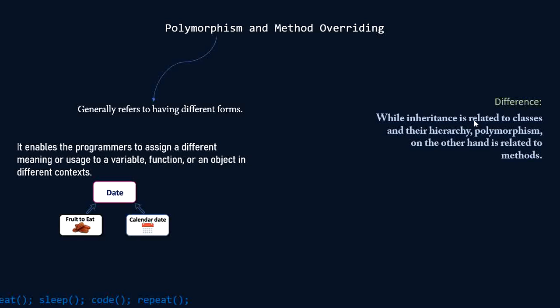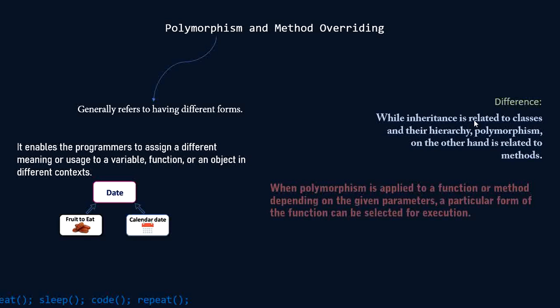Hierarchy is nothing but the division we are doing, right? We have a person class, then we have a student class and a teacher class. So this is hierarchy. You have a grandfather, then you have father and uncle. So this is the difference between inheritance and polymorphism. When polymorphism is applied to a function or method, depending on the different parameters, a particular form of the function can be selected for execution.